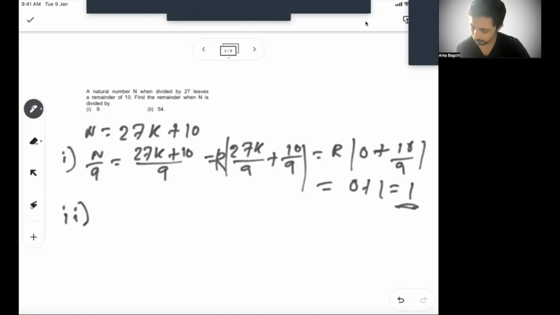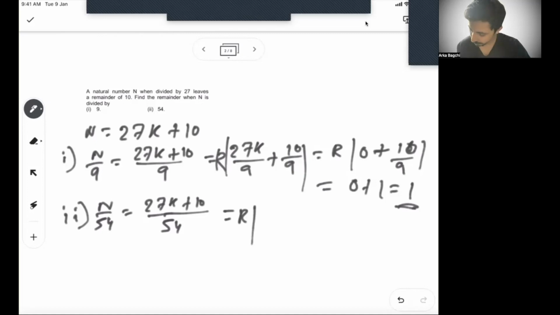Now in the second case, it says 54. Okay, so n divided by 54, or I said 27k plus 10 divided by 54. So now we can again further break it down: 27k by 54 plus you have the remainder of 10 by 54. So in the second case, it will always be 10.